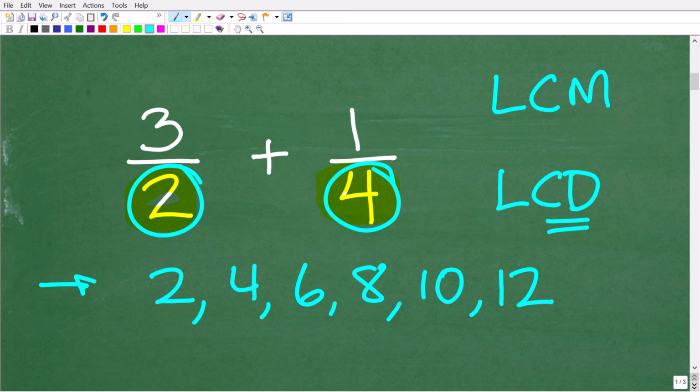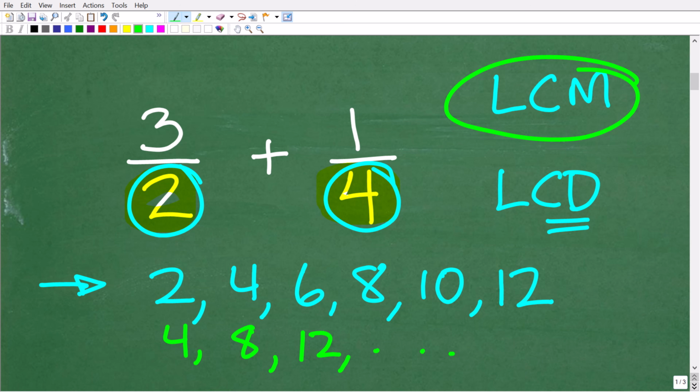Now you'll see why I'm doing this in just one second, but let's go ahead and list out the multiples of 4. Okay, so what are multiples of 4? Well, 4 times 1 is 4, 4 times 2 is 8, 4 times 3 is 12, and then on and on and on. Okay, so what we're looking for here is the lowest common multiple. All right, so we have two numbers here, and we're listing out their multiples. So what are common multiples? Well, they have a common multiple of 12, but is it the lowest common multiple?